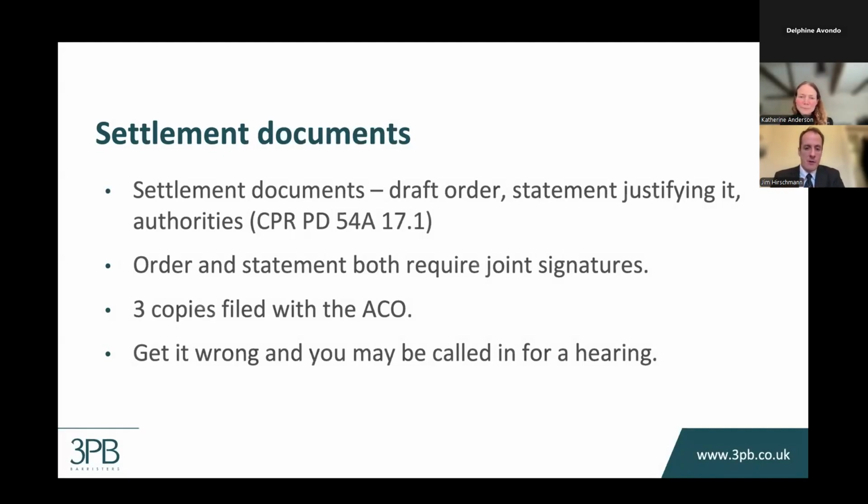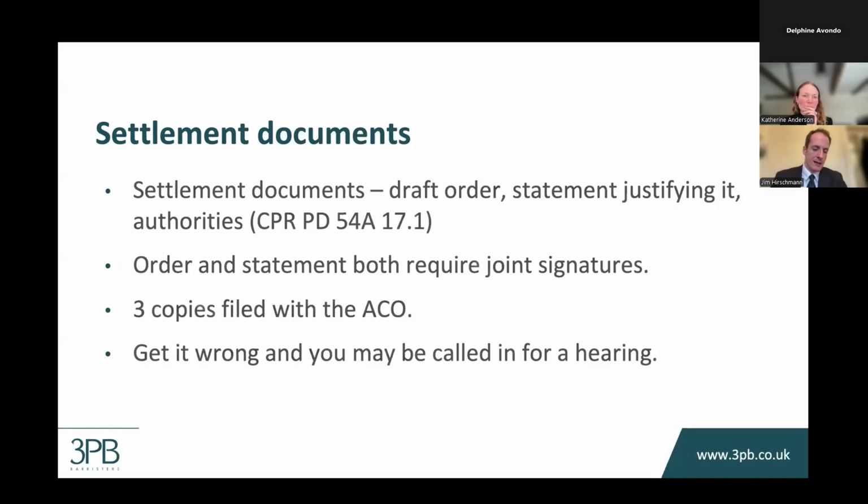Again, generally the claimant will help with that, but you will also need to agree a statement justifying settlement and any authority you're relying on as part of a settlement agreement. If a case has come out, for instance, showing that the JR is likely to succeed, then that is worth putting in the statement. Both the order and the statement need joint signatures. So again, joint working with the claimant is really important in that respect.